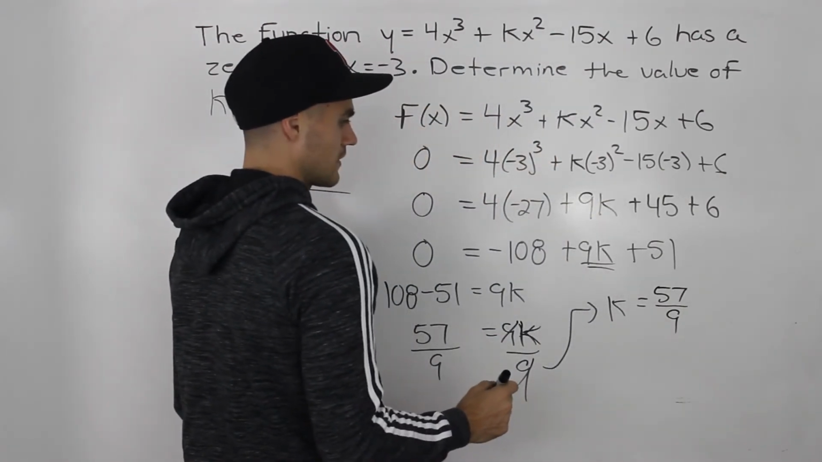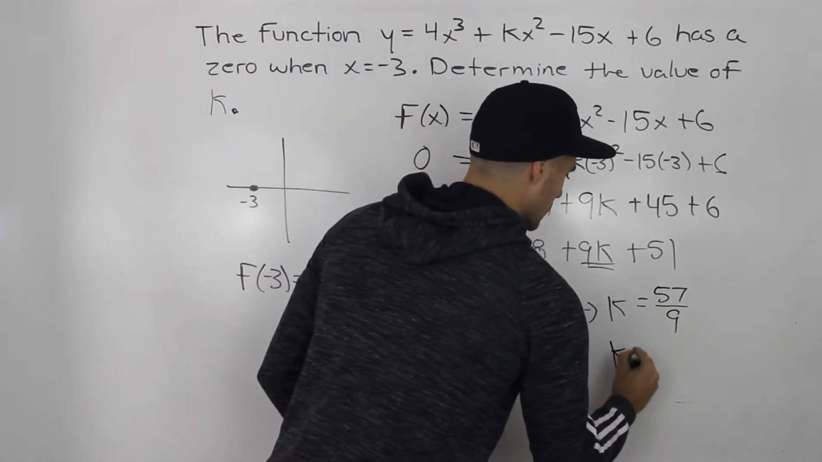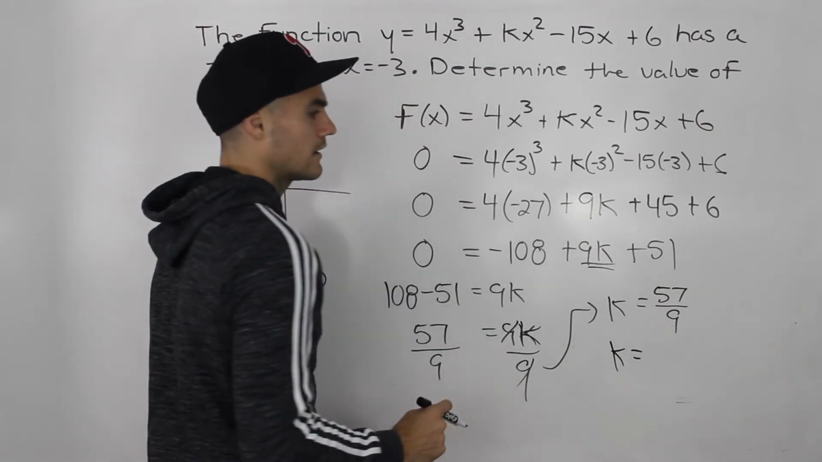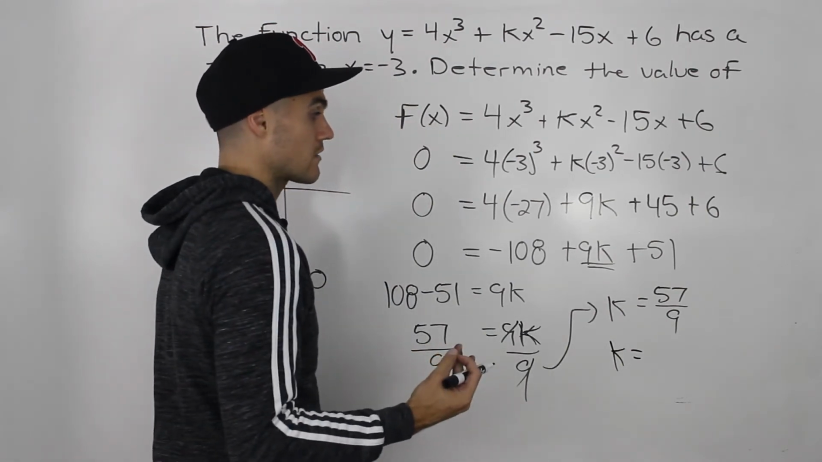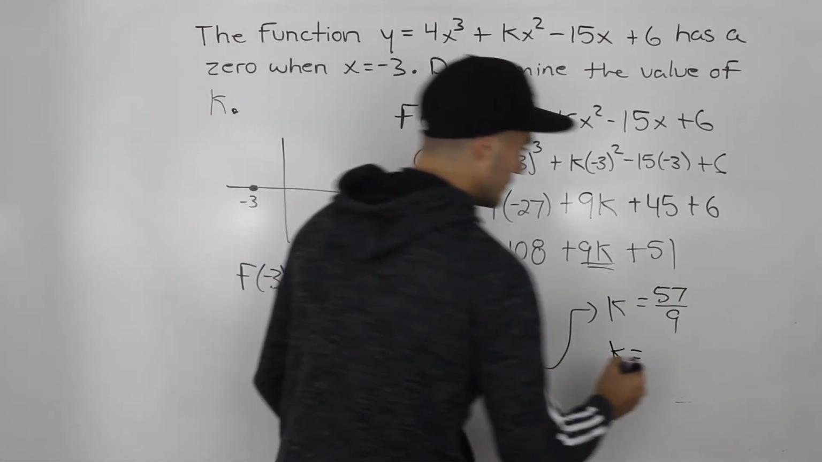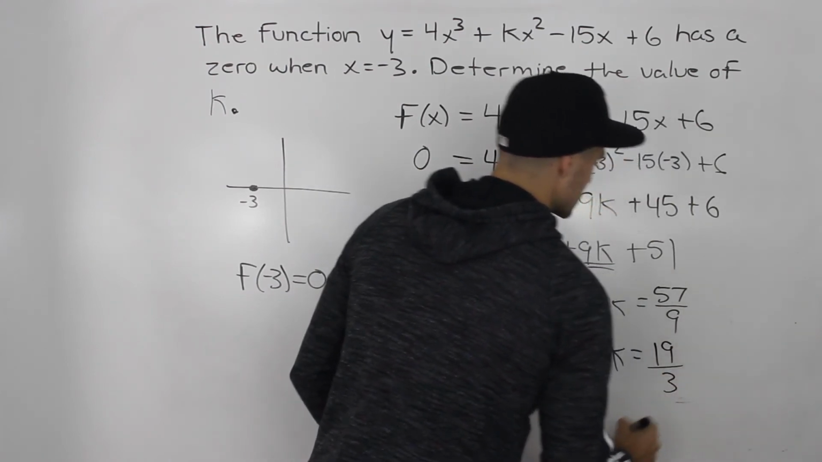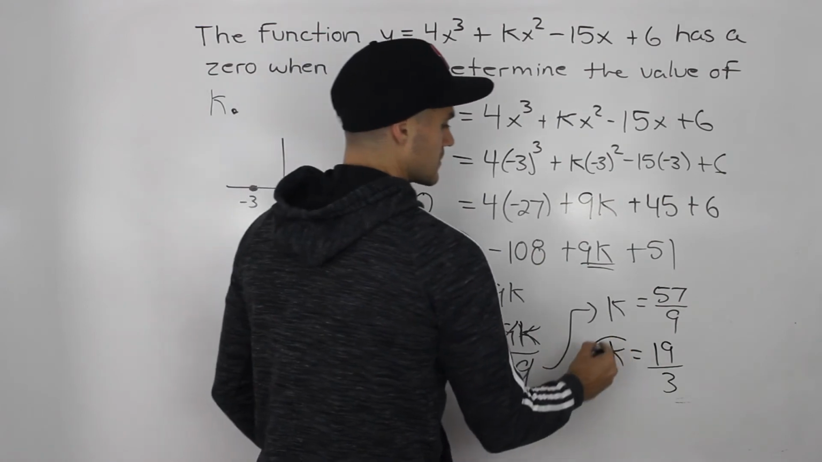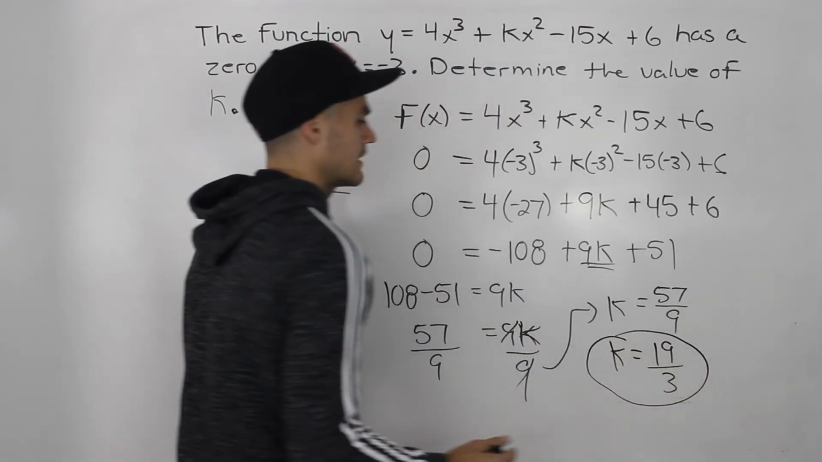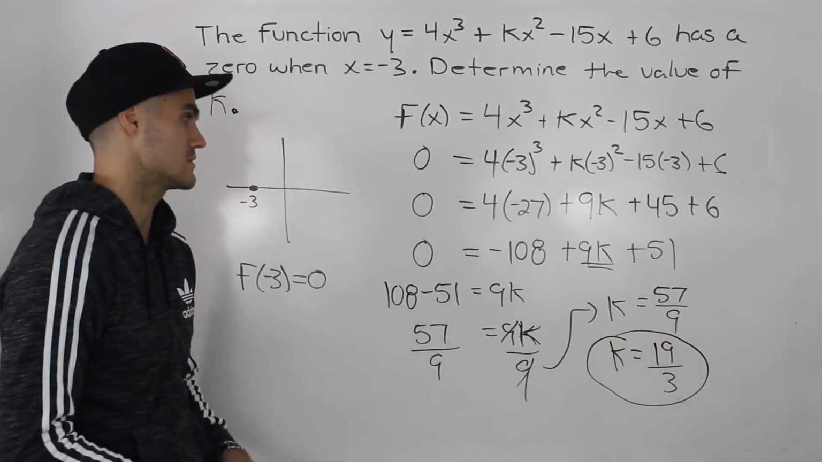over 9. And notice how we can reduce this further because 57 and 9 are both divisible by 3. 57 divided by 3 gives us 19, and then 9 divided by 3 gives us 3. So k is 19 over 3. That is the final answer.